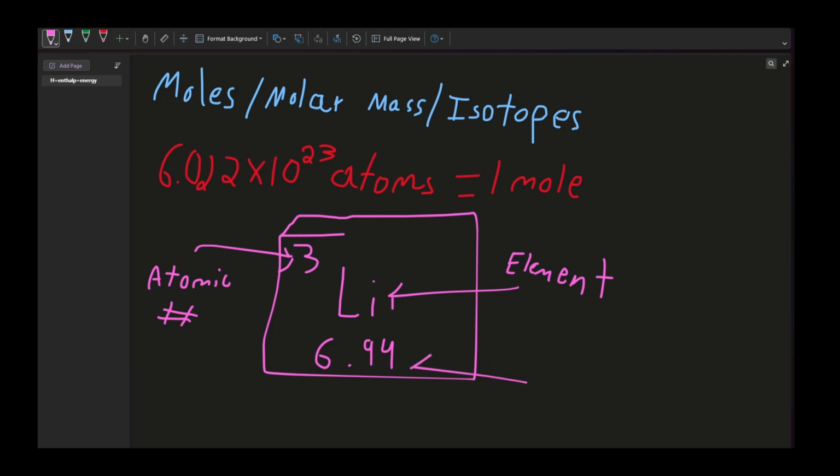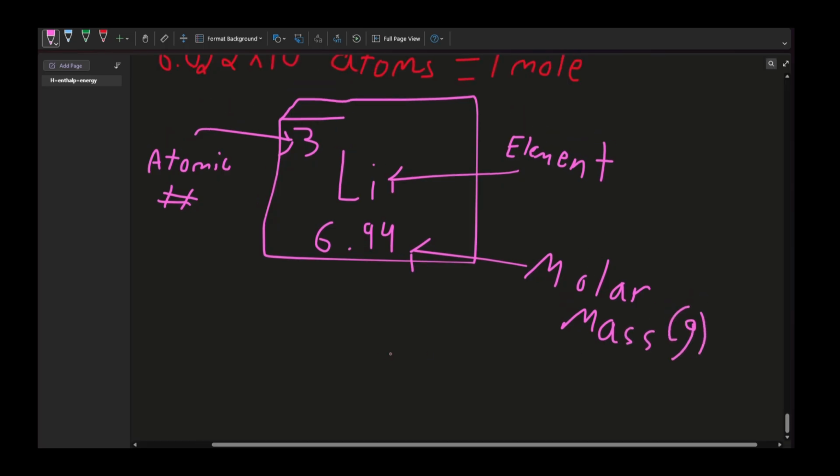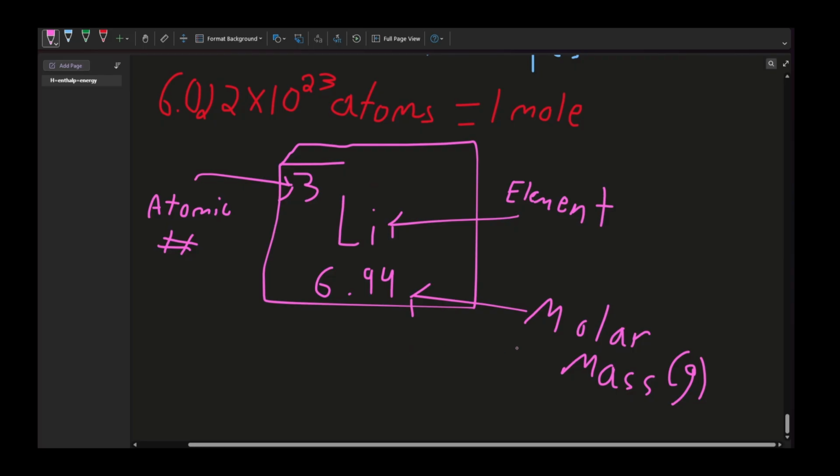And then this final number you'll see down here is the molar mass. And this is always measured in grams. So the molar mass represents how much the element weighs with 1 mole. So how much the element weighs for 6.022 times 10 to the 23rd atoms of that element.